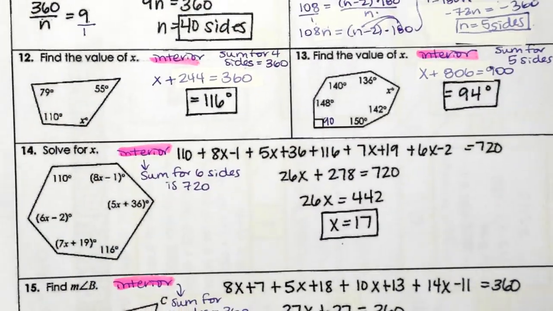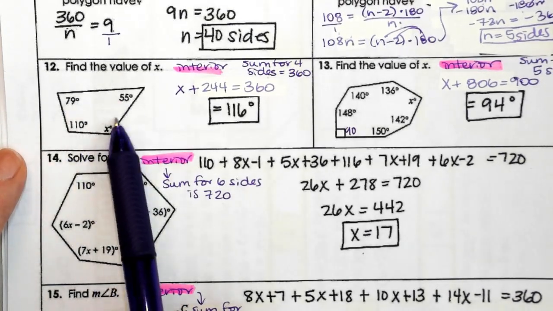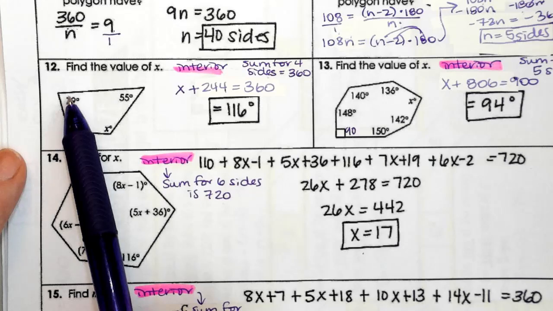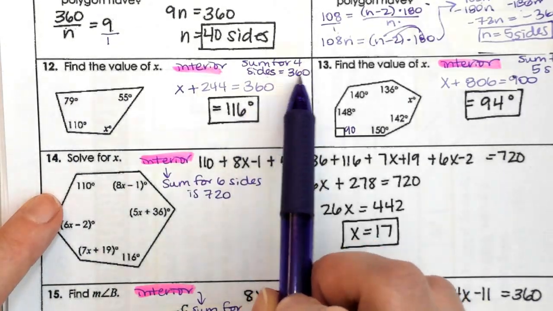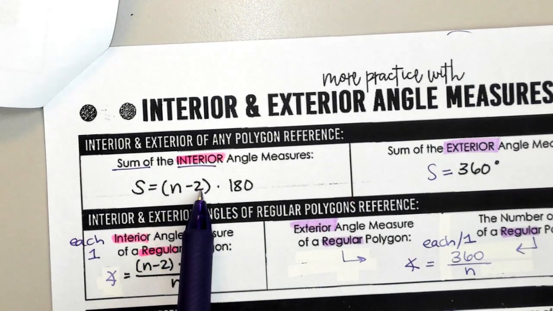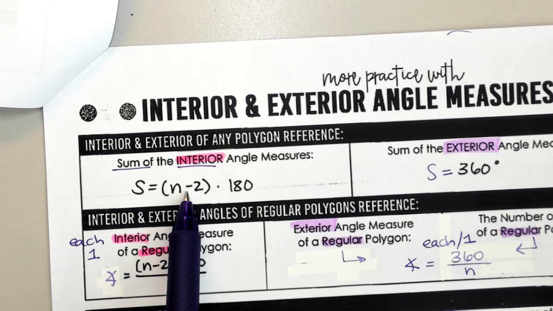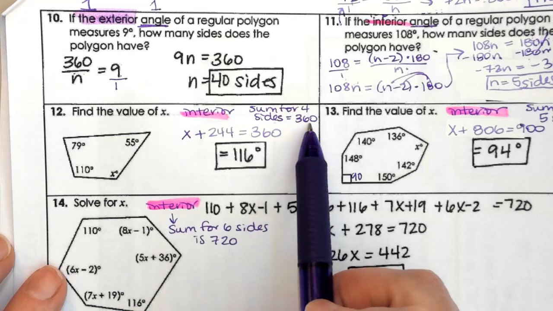So notice in number 12, these are definitely not regular because they're not all the same, but they are interior angles, and I have the sum of all of them. So I'd want to go through and think about how to find the sum for all of these. This is a 4-sided shape. So if I do 4 minus 2, that gives me 2. So 2 triangles fit into that shape. 2 times 180 is 360. So the sum for a 4-sided shape is going to be 360.